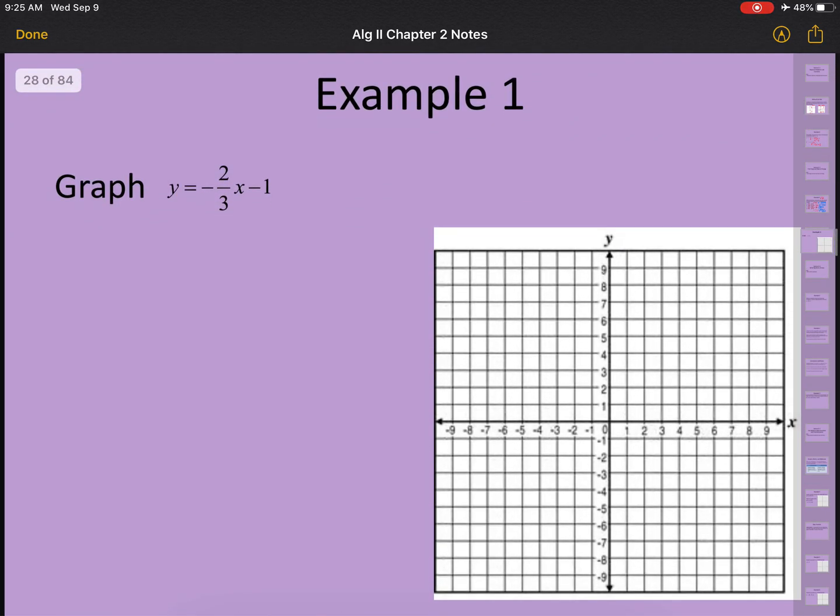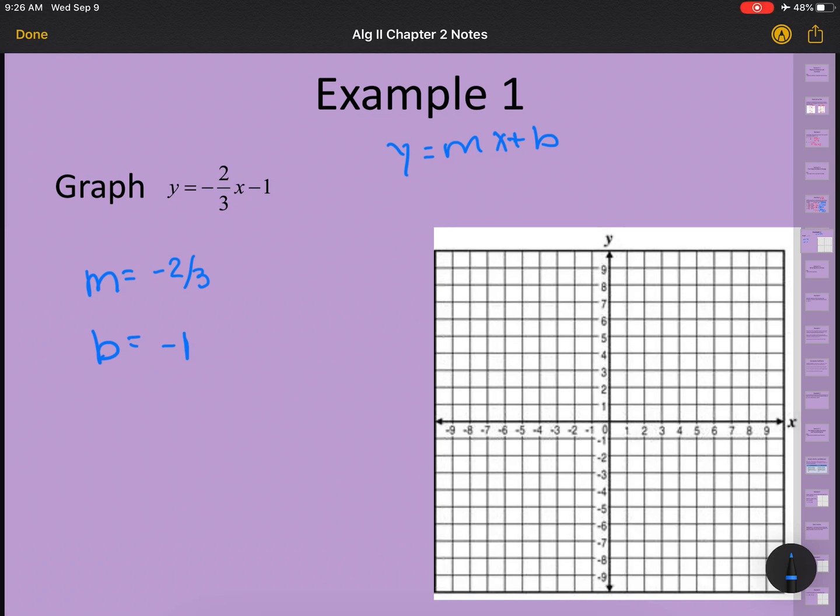So with example 1, we're going to graph y equals negative 2/3 x, subtract 1, and we said y equals mx plus b is our slope-intercept form. It already looks like slope-intercept form because y is all by itself on the left. We have an x term, and we have a y-intercept b. So what I'm going to do now is pick out my slope and pick out my y-intercept. m is always attached to x, so in this case, that's negative 2/3. And my y-intercept is always attached on the end, so in this case, it's negative 1.